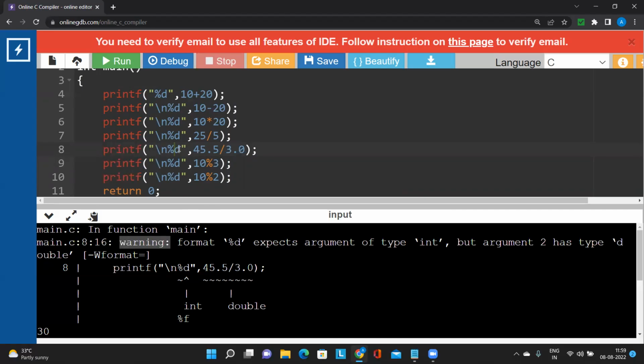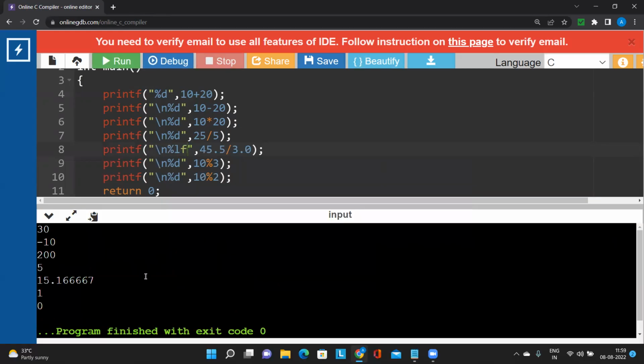So let us modify this. What is the format specifier we use for a double? I'm going to use lf. Now let us run this. See, this time there is no warning also. Right. So yes, 10 plus 20, the result is 30. 10 minus 20, yes, minus 10. 10 into 20, 200. Perfect.